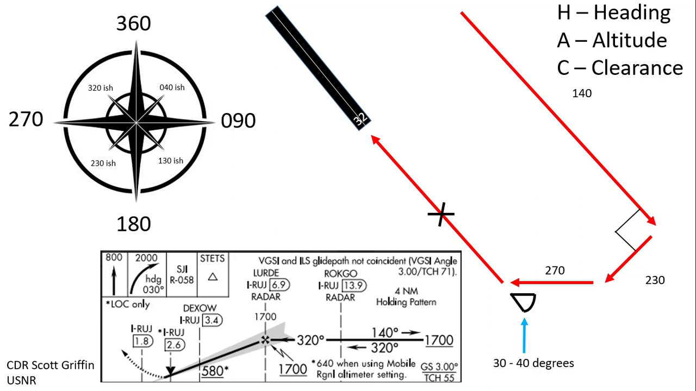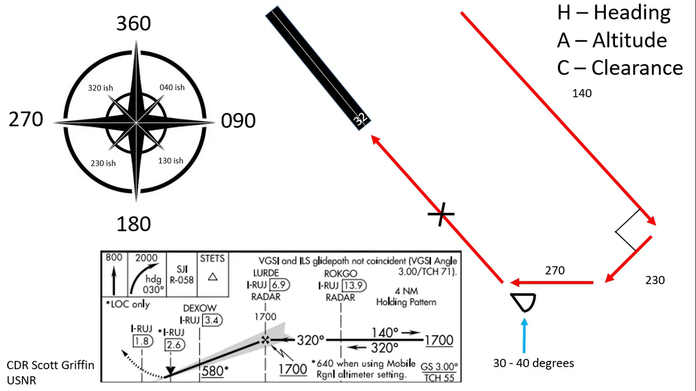So here we go. Today we're going to be Red Knight 123. Red Knight 123, Mobile Approach, turn right heading of 140, climb maintain 1,700. Red Knight 123, turn right heading 230. Red Knight 123, turn right heading 270, maintain 1,700 till established, cleared for the ILS runway 32 approach Mobile Downtown.